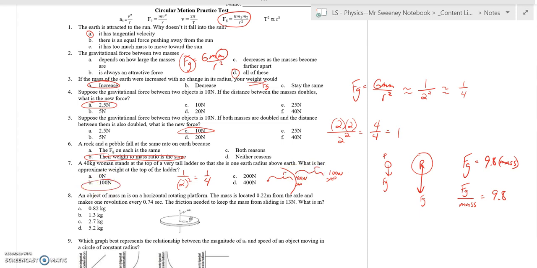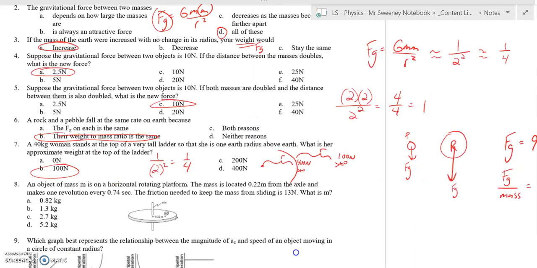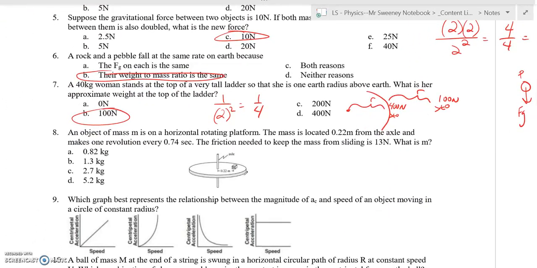Number 8, try to zoom in a little bit here. An object of mass m is on a horizontal rotating platform. It's 0.22 meters from the axle and rotates 1 revolution every 0.74 seconds. Since it goes around once every 0.74 seconds, this is our period. And we know that the friction is 13 newtons.